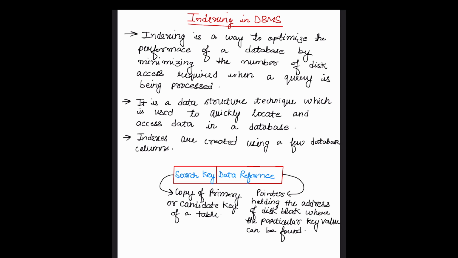If, for example, we have no index in the book, then what will happen? In that case, we have to start searching for the topic from the first page until we actually find the topic, right? So this is how indexing is helping us. In the same way, indexing is a concept that is used in DBMS, right?